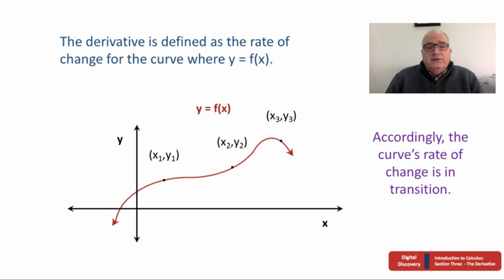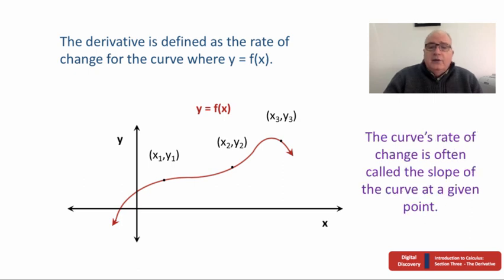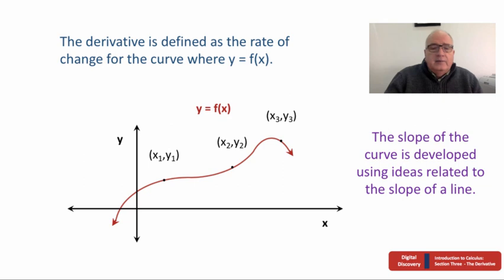That's important that we recognize this because it presents an interesting problem as the curve is ever changing. Notice these 3 points that I've identified. We have x1, y1, x2, y2, and x3, y3. The curve rate of change is often referred to as the slope of the curve at a given point. At each one of these points, we have a unique slope of the curve. And let's see if we can define that a little bit.